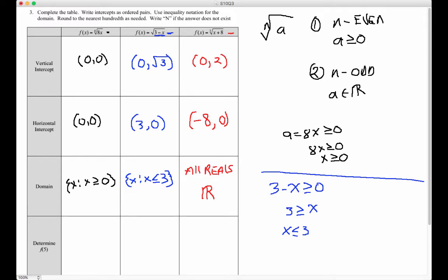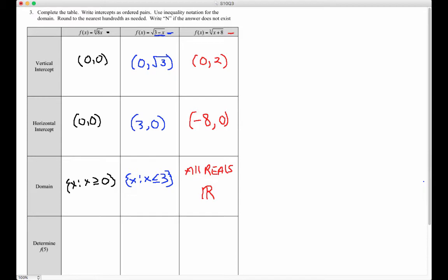Okay, last but not least, they're going to ask us to do a little bit of work with these functions. In particular, they want us to evaluate the function at 5. So we're going to take each one of our f's and evaluate them at 5. So working in the black now, in other words, working with f of x is equal to the fourth root of 8x, we get f of 5 is equal to the fourth root of 8 times 5, which gives me back the fourth root of 40.